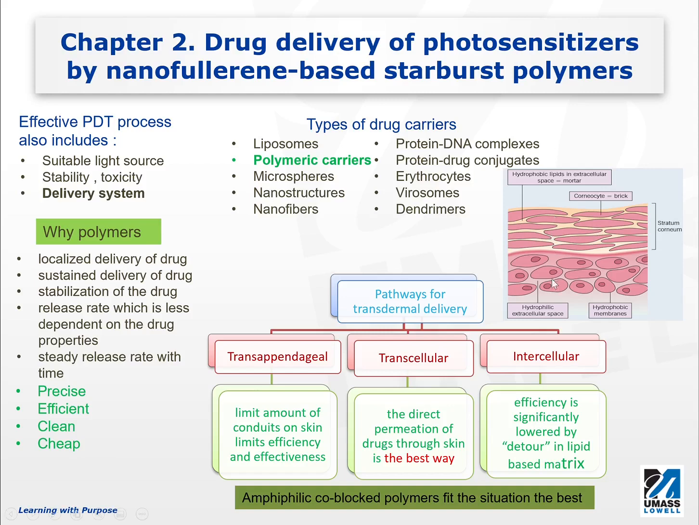If we take a look at the skin structure here, the skin structure is actually an amphiphilic structure. The pathways for transdermal delivery on the skin normally involve three major pathways, and the most efficient way is the transcellular pathway. That means making the carrier or the drug directly penetrate through all the skin layers without making any detour or getting stuck anywhere. So in order to achieve direct penetration, an amphiphilic polymer is going to be a good choice.